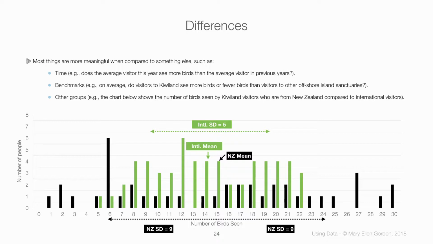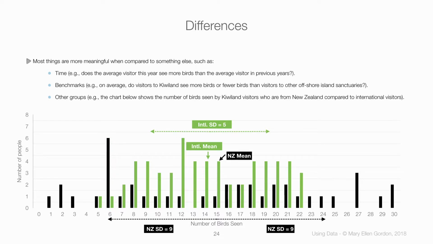We'll explore one possible reason for that later, but for now we can explore the idea by looking at the distribution of international visitors and comparing that to the distribution for New Zealanders. We do that by showing the New Zealanders here in black and the international visitors in green. When we do that, we can see that they do indeed look quite different. The two modes that we saw in the overall distribution are each associated with one of the groups. Only New Zealanders saw 6 birds, and only international visitors saw 12. And as you'll recall, in the previous overall distribution, there were two distinct modes, and they were 6 and 12.